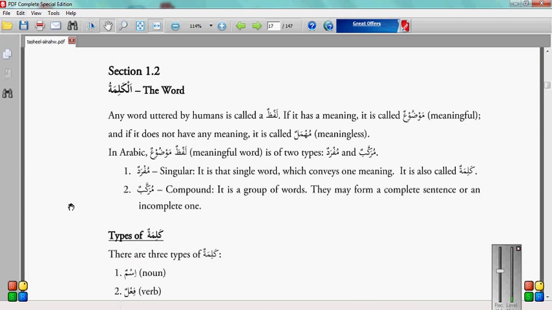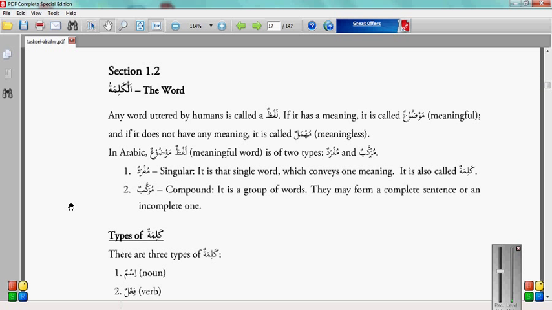Section 1.2, Al-Kalima, the word. Now I highly recommend that you go through the surf videos, the introduction to surf videos before starting this series. And if you have, in lesson 1 you will see a really nice breakdown of the language and a flowchart. Inshallah, this is going to be the same thing that's covered in there, and the flowchart's pretty nice. So basically anything you utter is called lafz. If the utterance makes sense, it's called mawdu'. If it doesn't make sense, it's called muhmal.